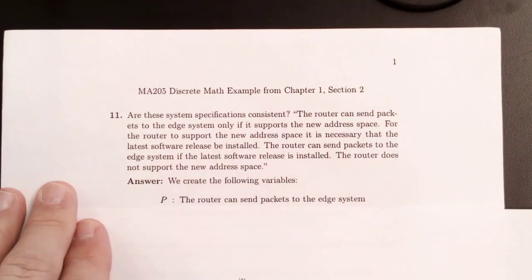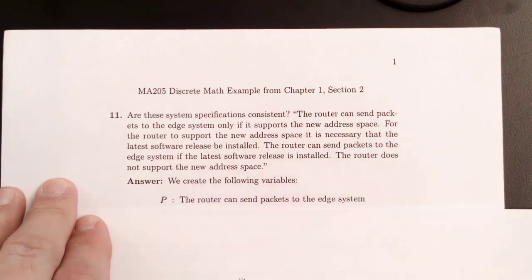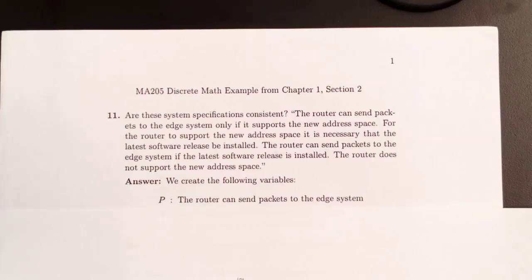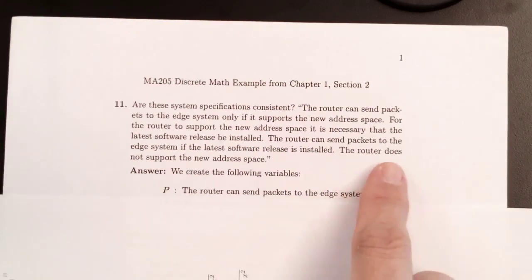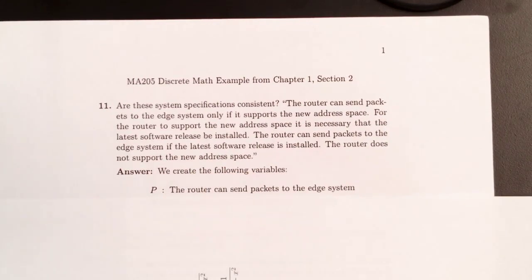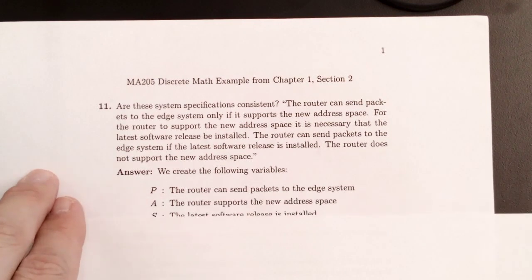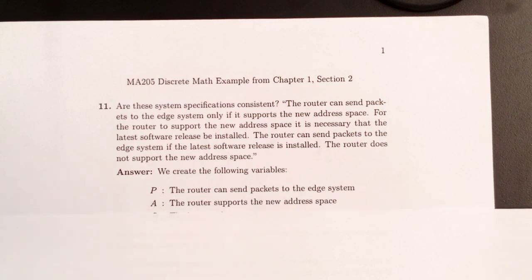Only if, that's the operator, it supports the new address space. What's the "it" here? Because I see later, the router does not support the address space. Okay, good. So the router supports the address space is either true or false. But that's a propositional variable. That's the first sentence. I can figure out how to write it in a minute. Those are the variables in the first sentence.